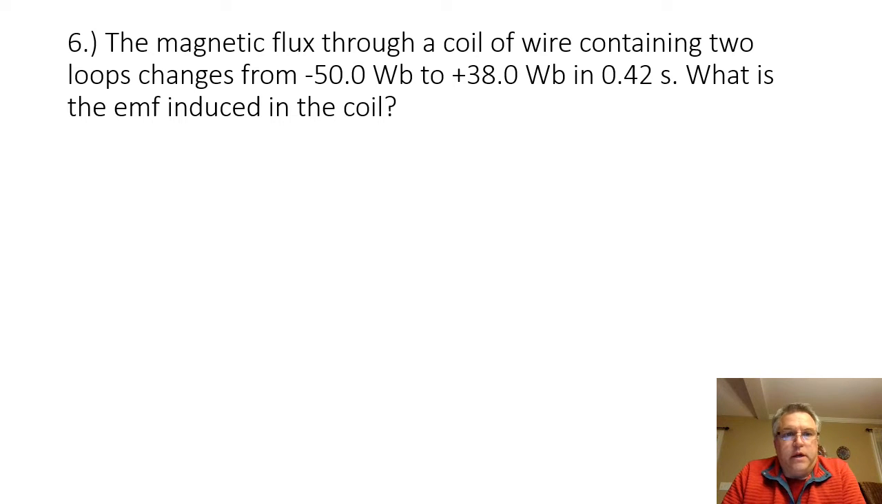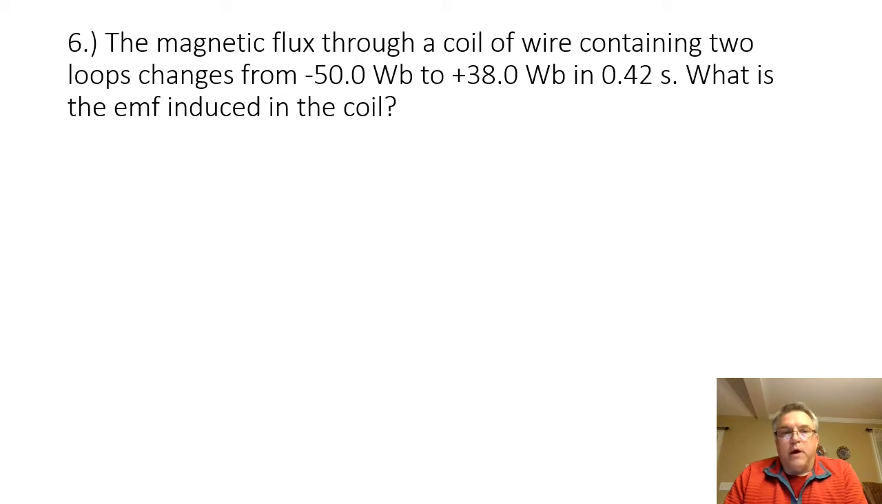Problem 6. The magnetic flux through a coil of wire containing two loops changes from negative 50.0 Weber to positive 38.0 Weber in 0.42 seconds. What is the EMF induced in the coil?